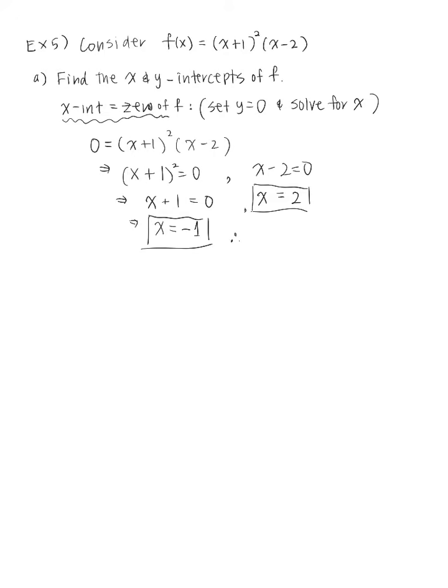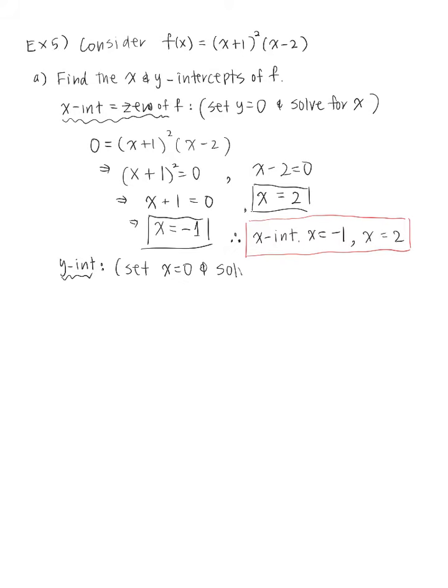So therefore, our x-intercepts are x equals negative 1 and x equals 2. So let me just box that for the answer. And let's go with the y-intercept. How do you find the y-intercept? You basically set x equals to 0 and then you just solve for y.